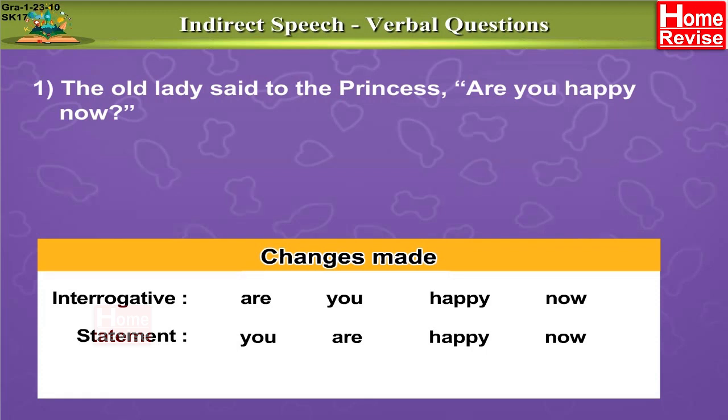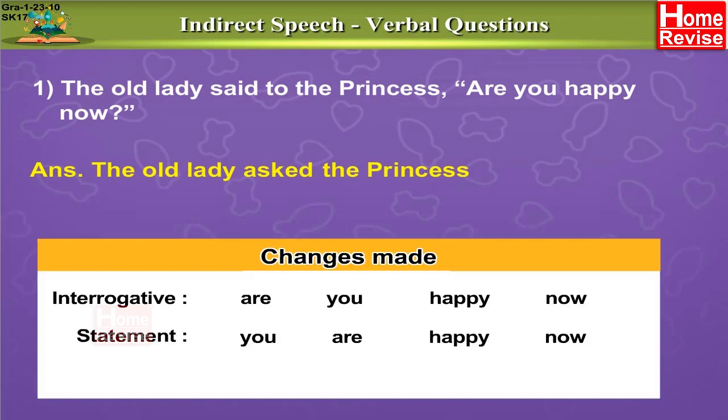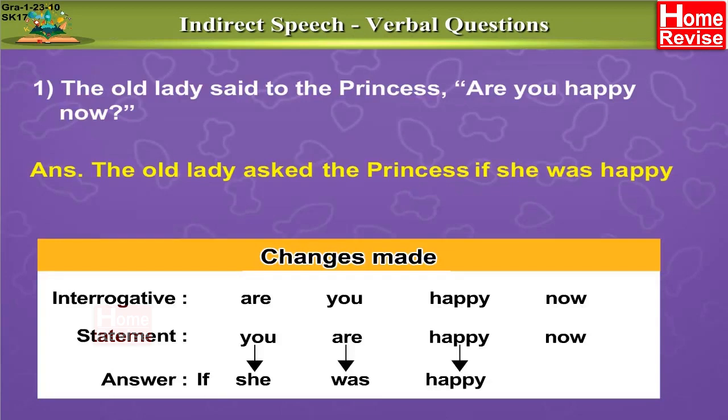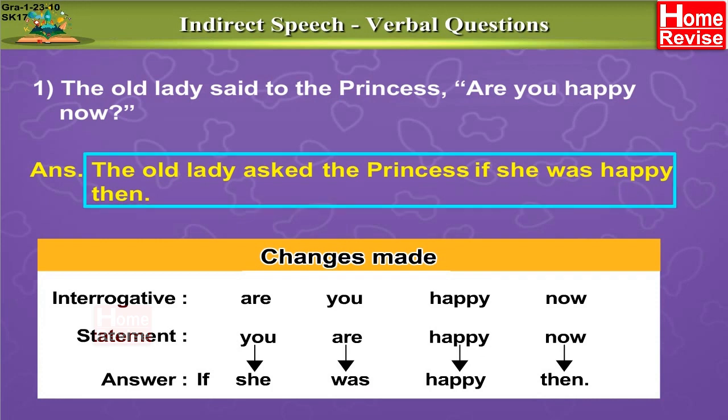Now let's see how to change it. The old lady said is replaced by asked. The old lady asked the princess, the conjunction if. In place of you, she, because who is the listener? The princess, which is a girl. So it becomes she. Are happy becomes was happy because simple present turns into simple past, and now becomes then. So the answer is the old lady asked the princess if she was happy then. Full stop.